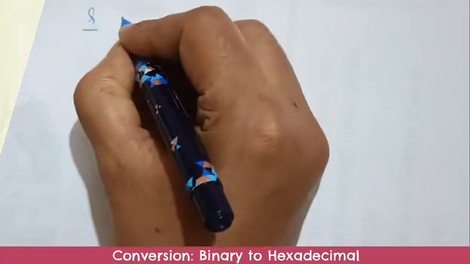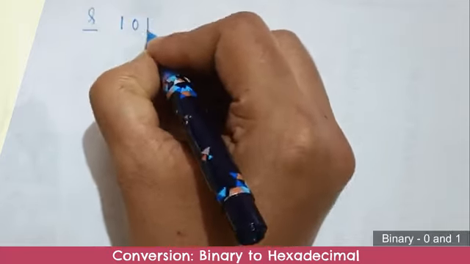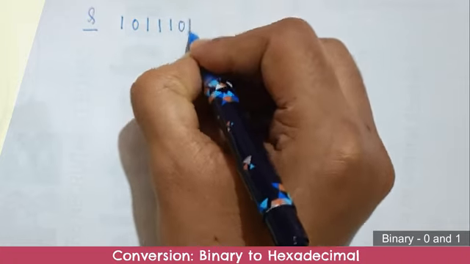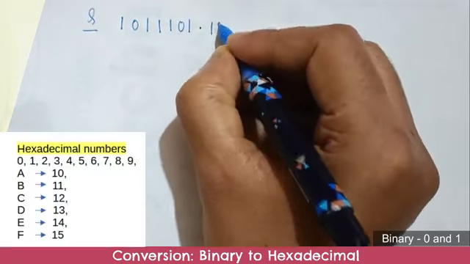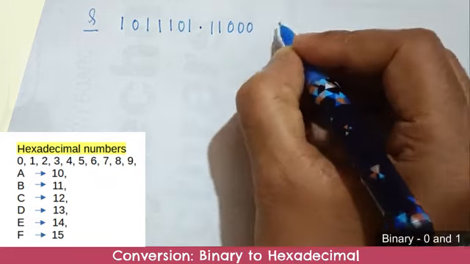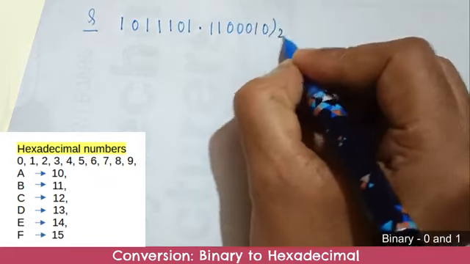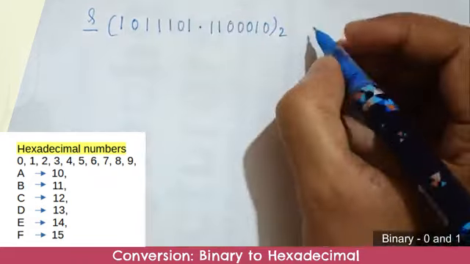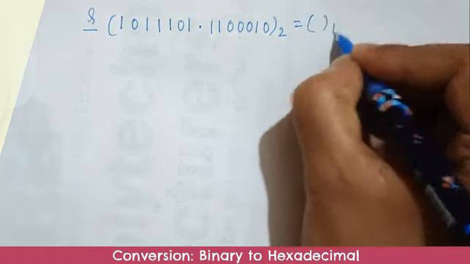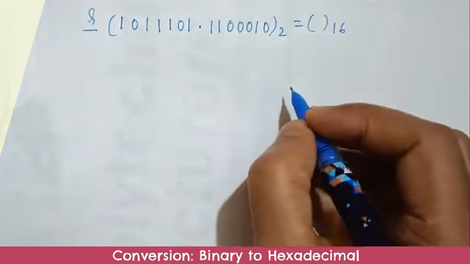You already know, a number is represented in binary using two digits only, 0 and 1, while hexadecimal can be represented using digits 0 to 9 and A to F. So here, you can see the question, I will convert the binary number to hexadecimal.